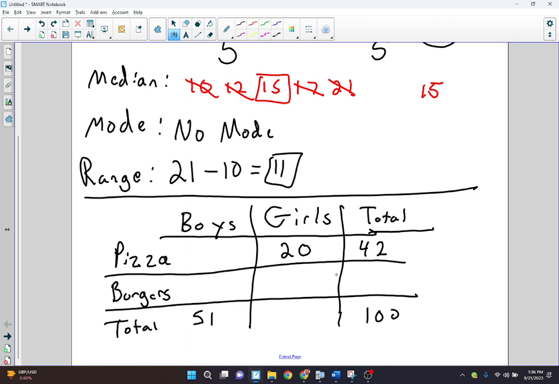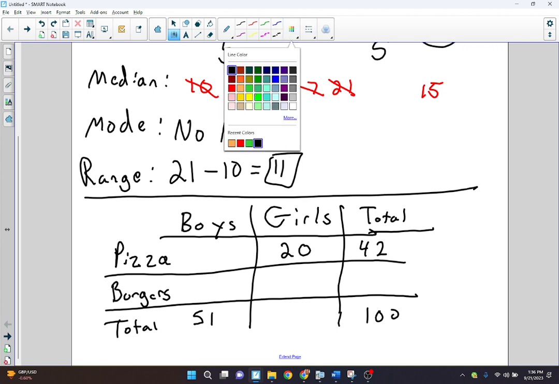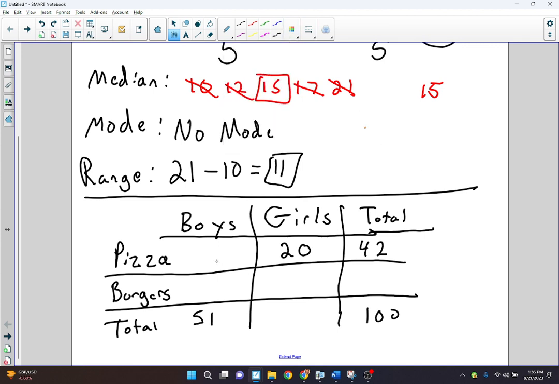Is that enough information? Yeah, you can find it. So to figure out the missing blocks, you have to subtract down. So if you know the total is 42 and this is 20, that means the boys who like pizza must be 22. Same thing here. If you know there's 51 boys and 22 of the boys like pizza, 29 of them like burgers. Okay?